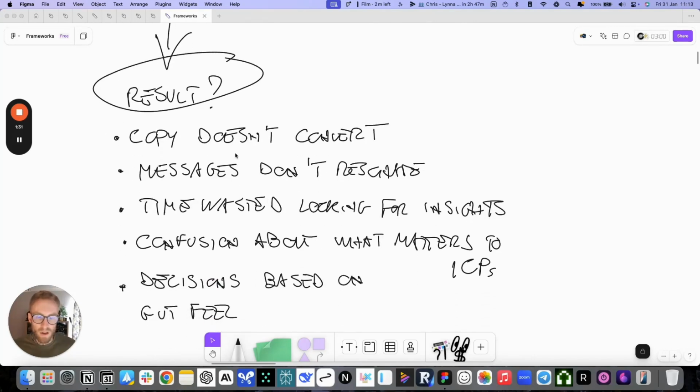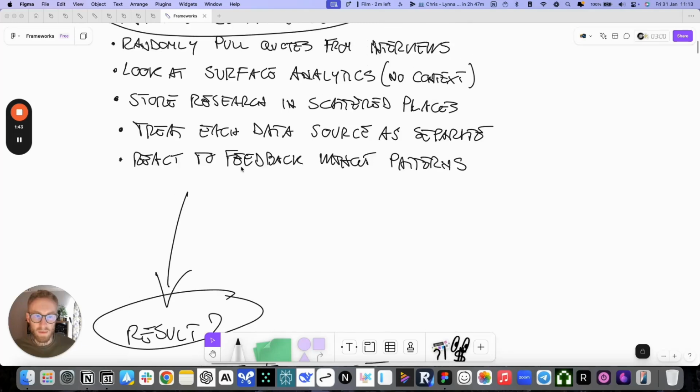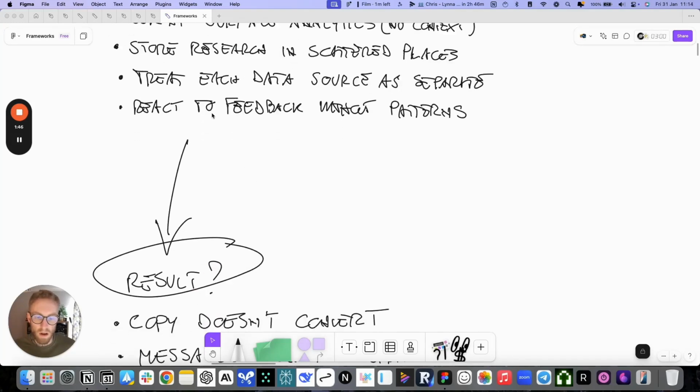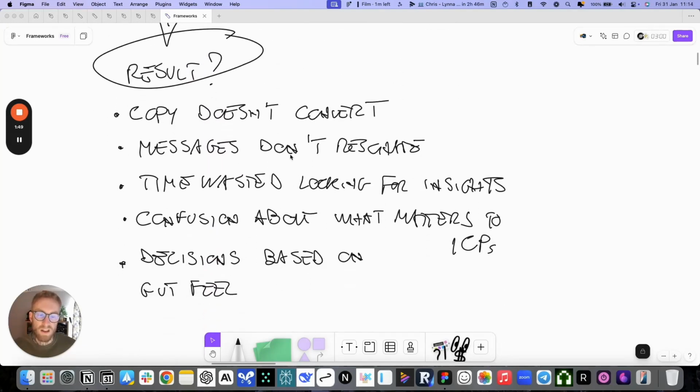What is the result of all of this? The copy obviously doesn't convert. Any copy that they write, whether it's website copy, email, or sales collateral, it's rare that it works if research is approached with these methodologies. Messages don't resonate, and this is important even in conversations, right? Even at conferences, for example, something as simple as that.